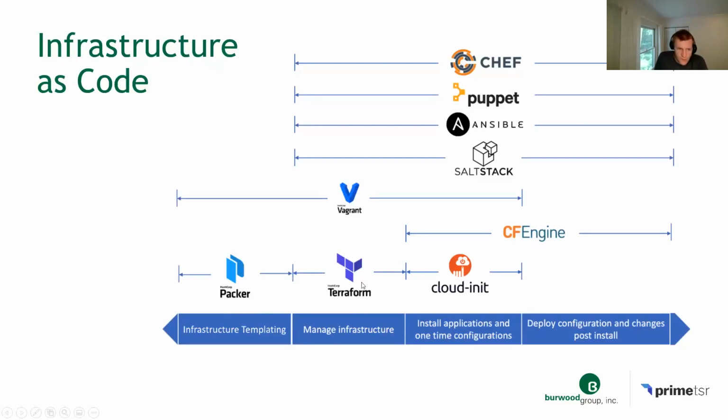Once you've got your infrastructure in place, that's when we can start configuring the operating system, installing any dependencies, then installing applications and performing post-install changes as well. And this is where you would typically find something like a Terraform and Ansible combination, or Terraform and Chef.